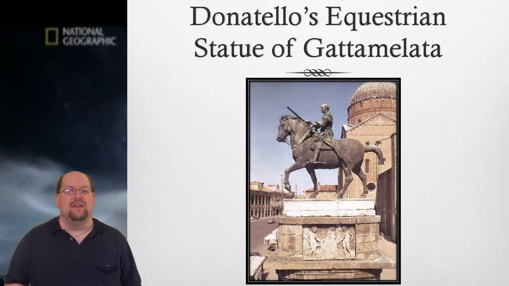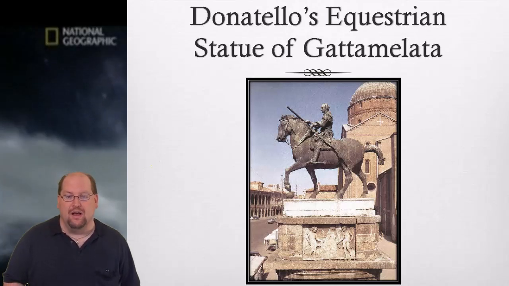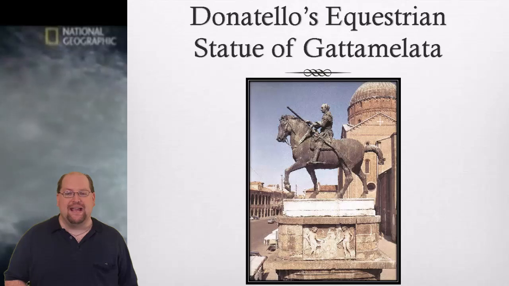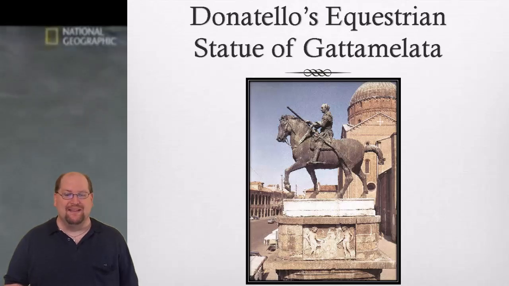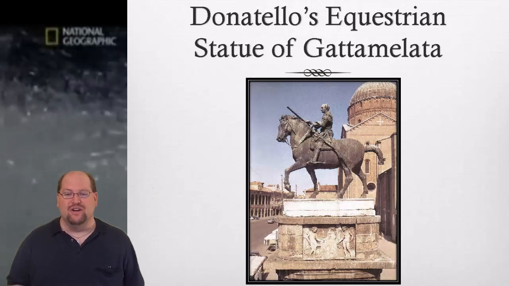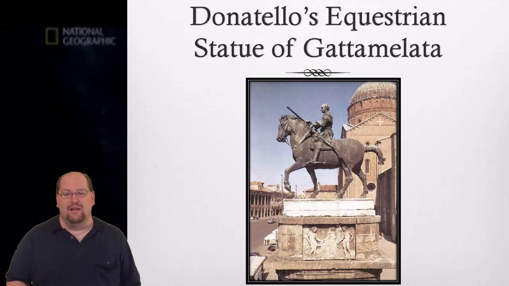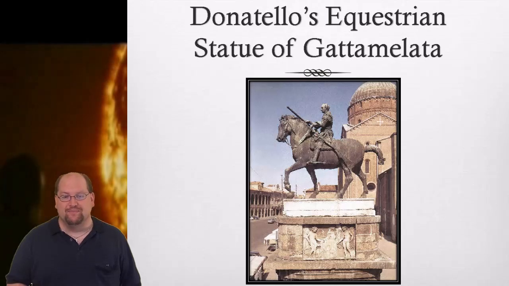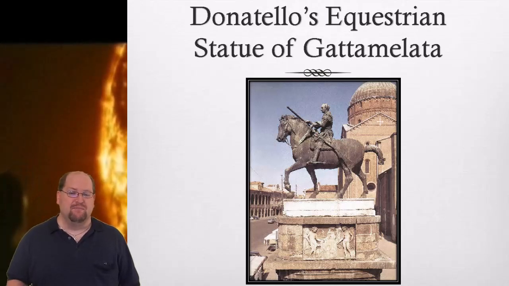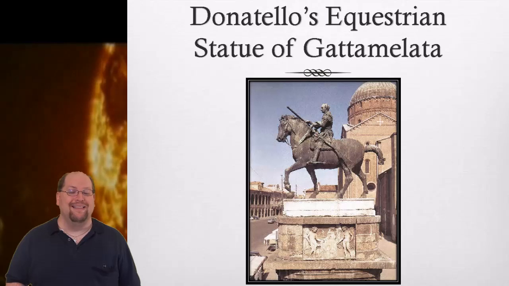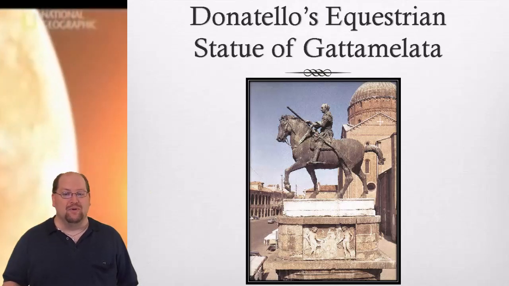Here we see another one that we just talked about, the equestrian Gattamelata. This statue, which is a monument to a man by the name of Erasmo da Narni, is another example of Donatello creating a monument style that had not been seen since ancient times. This monument was placed for the public to see, which separates it from a lot of others during its time.